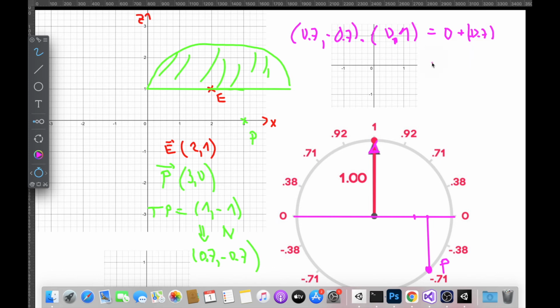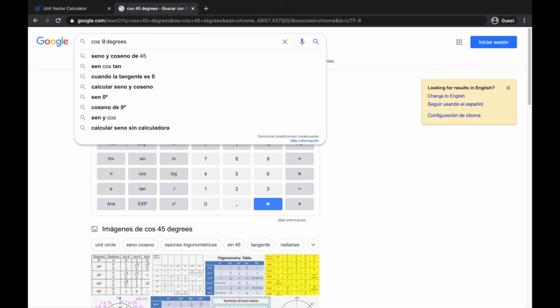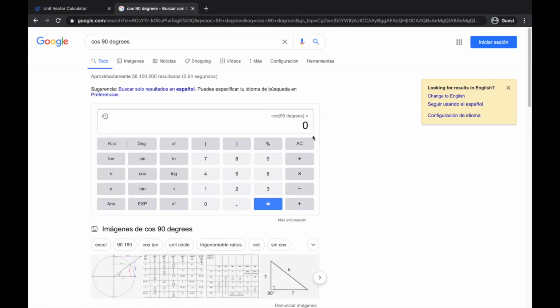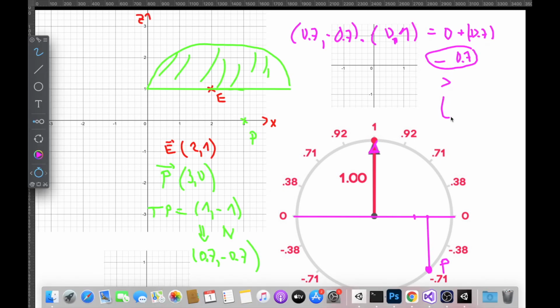So the dot product here will be minus 0.7, and this has to be larger than the cosine of the half angle. The half angle of 180 degrees is 90 degrees, so we need to find the cosine of 90 degrees. You will see that will be 0. So this value has to be larger than 0, and you can see this condition is not met. This value is definitely not larger.